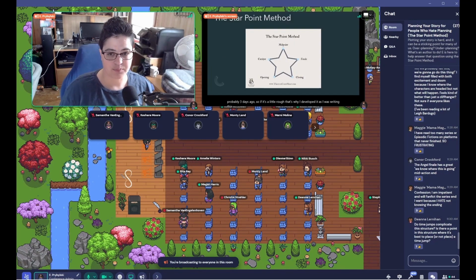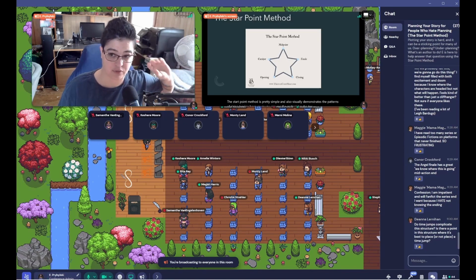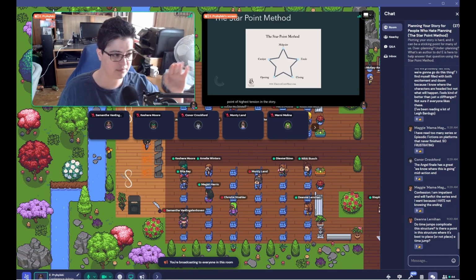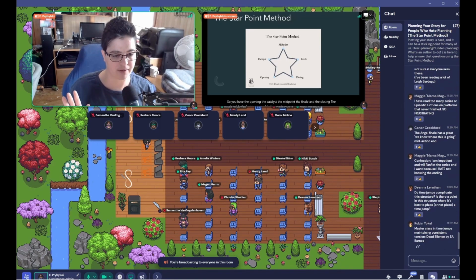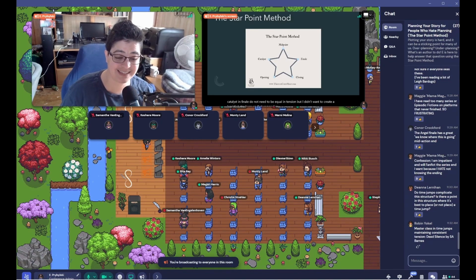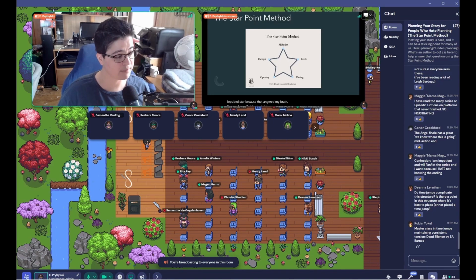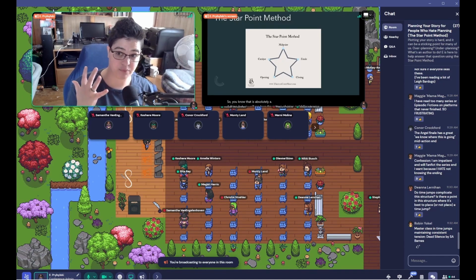The star point method is pretty simple and also visually demonstrates the patterns of rising tension, because as you can see, the midpoint is the top of the star. It is the point of highest tension in the story. So you have the opening, the catalyst, the midpoint, the finale, and the closing. The catalyst and finale do not need to be equal in tension, but I didn't want to create a lopsided star because that angered my brain. You will see here the pattern of rising and falling tension. Those are the 5 points.